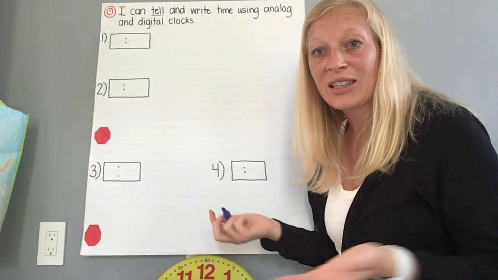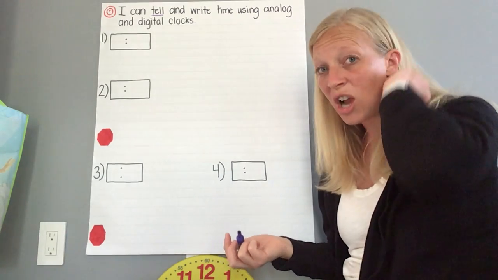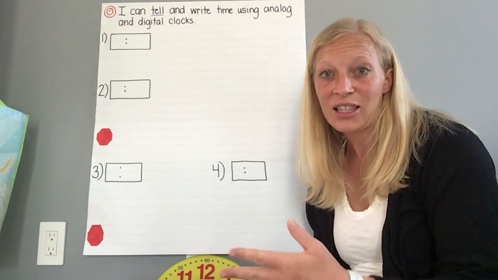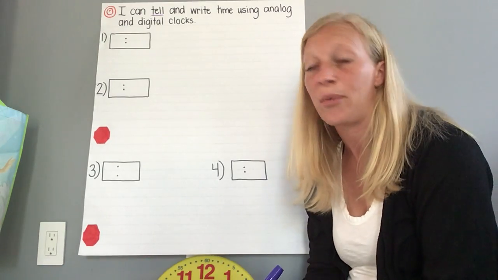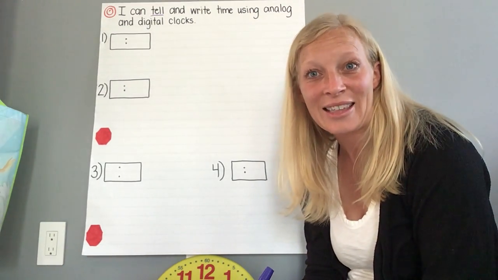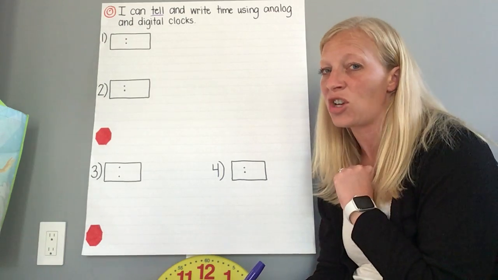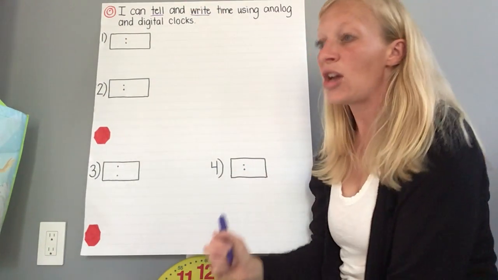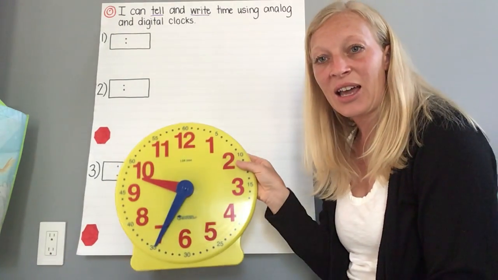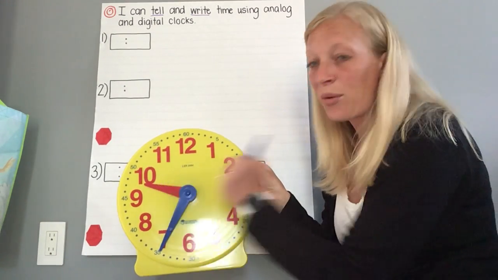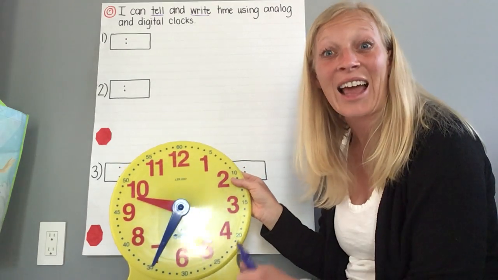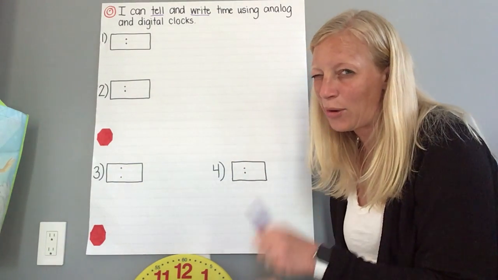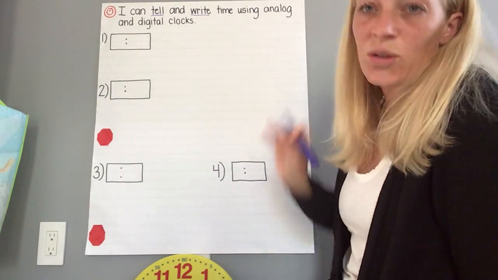Both of those clocks give us the time, but our job as learners is to be able to tell that time, to look at the hands on the clock or to look at our digital numbers and know what time that says. The other job that we need to do is to write that time. To know that when I look at this clock, I can see what hour it is, what minute it is, and I can write that down using AM and PM, right? That's an important piece.